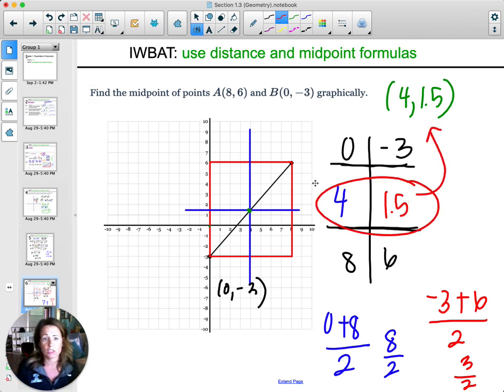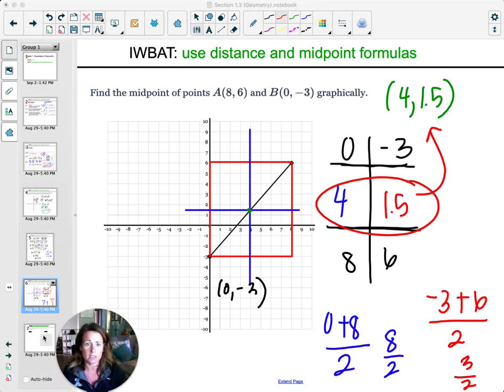You may also just even know that the middle of 0 and 8 is 4. That's fine. Midpoint is just the middle. Okay, so however you end up getting to the middle is totally fine.